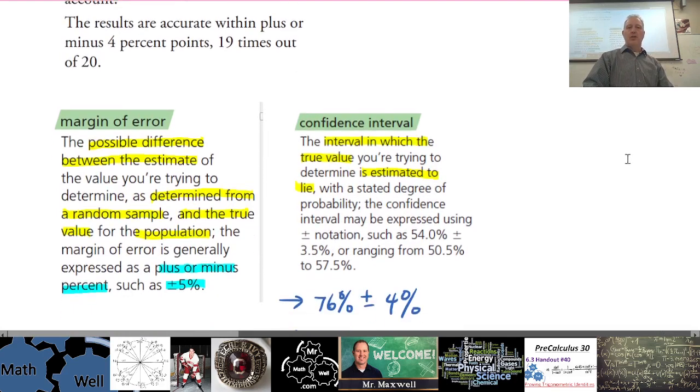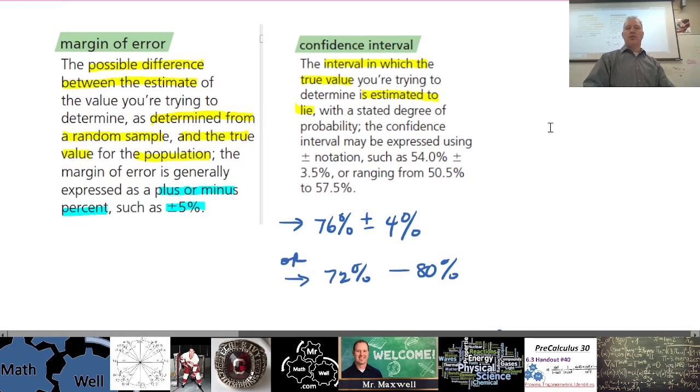So the margin of error. The possible difference between the estimate, so in this case the 76% right here on the screen, and the value that you're trying to determine, as determined from a random sample, and the true value for the population. So they're basically saying that the margin of error will be this part right here. That's the margin of error. It could be 4% higher or 4% lower. An example would be plus or minus 5. In this example 1, it's plus or minus 4%. So this is the margin of error.